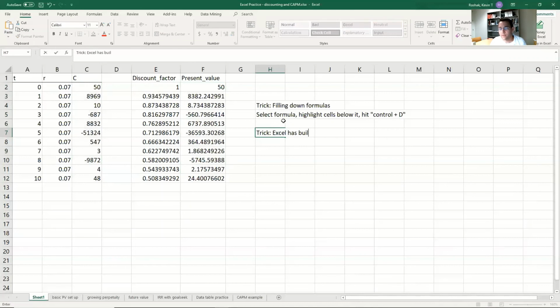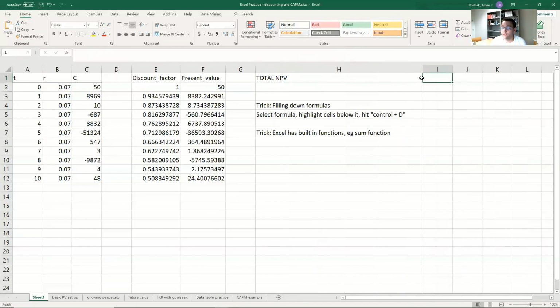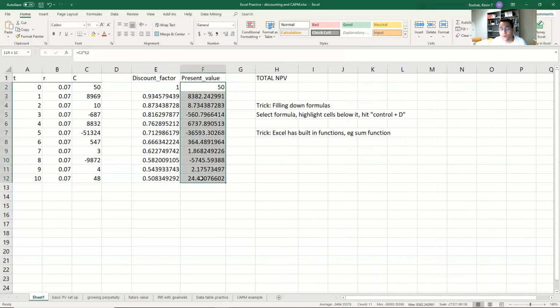Excel has built-in functions. For example, they have a sum function. The sum function does what you think it does. It just sums up everything that you put inside the parentheses. So let's put up a cell at the very top here. We're going to call this total NPV. Total NPV is just the sum of all the individual present values.